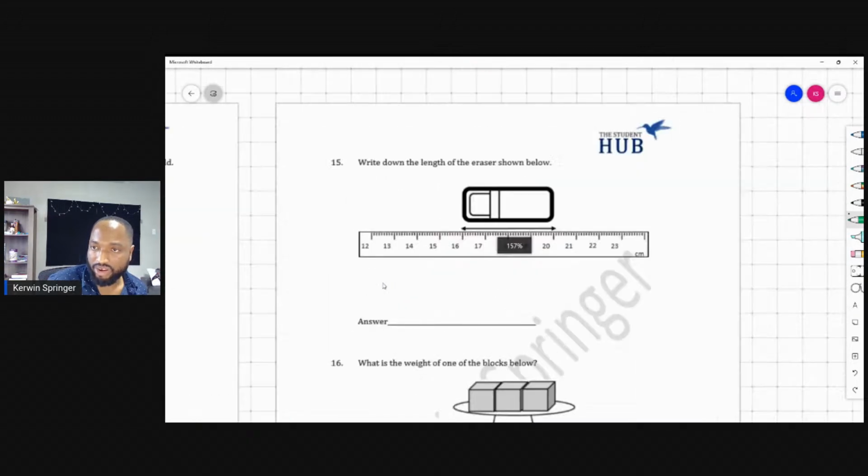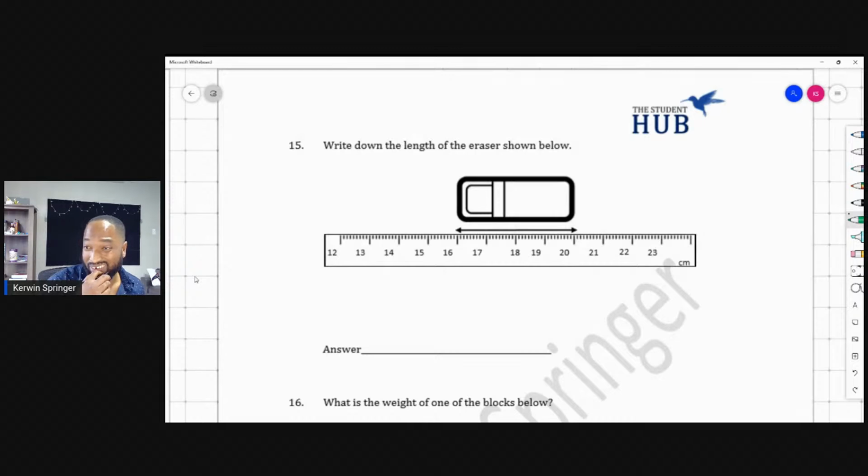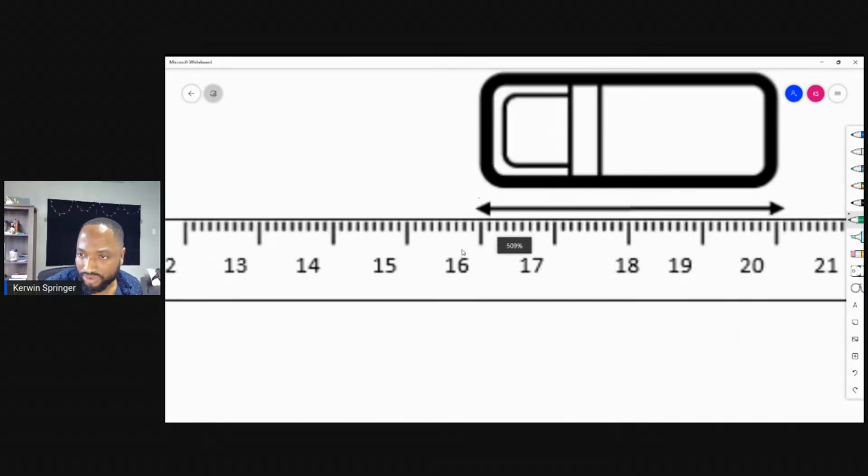Okay. Write down the length of the eraser shown. As an eraser. All right. Whatever. That looks like a finger from Roblox or some kind of thing. So write down the length of the eraser shown below. Well, we watch these starters. I have to be careful. Let's zoom in and make sure we have this thing accurate.